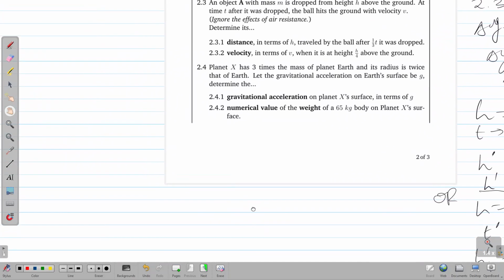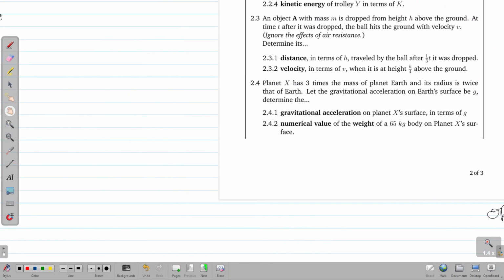And then let's look at the velocity. So that's 2.3.2. So now we must first write the relationship between velocity and distance, ignoring the effects of air resistance. So the kinematic equation here is v final squared is equal to v initial squared plus 2 g delta y.